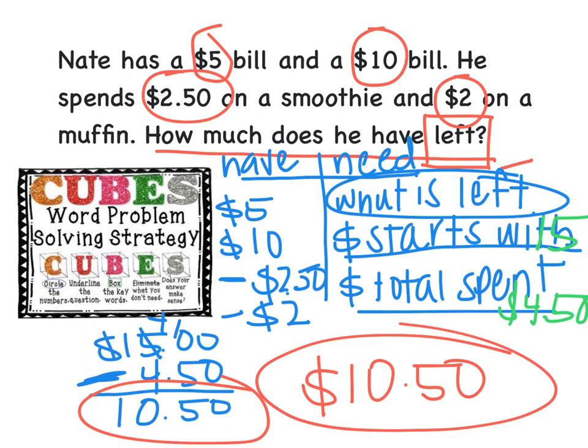Let's think, does this make sense? Well, he starts with $15 and he spends about $5. $2.50 plus 2 is about $5. So 15 minus 5 would be $10. So this is reasonable because it fits my estimate.